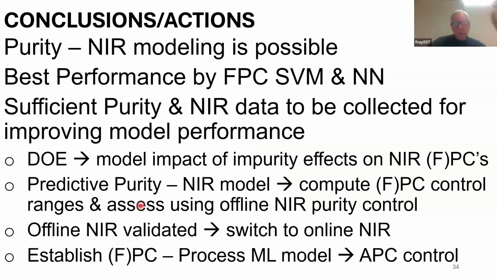So, as to conclude, it's very good news that purity NIR modeling is possible. That's very clearly proven. Best performance is achieved by the functional principal components, which looks logical according to chemical information, because shape deformations give quite good chemical information. But of course, we need to collect more purity and NIR data to improve the model performance, particularly between the 85 and 95% purity range.